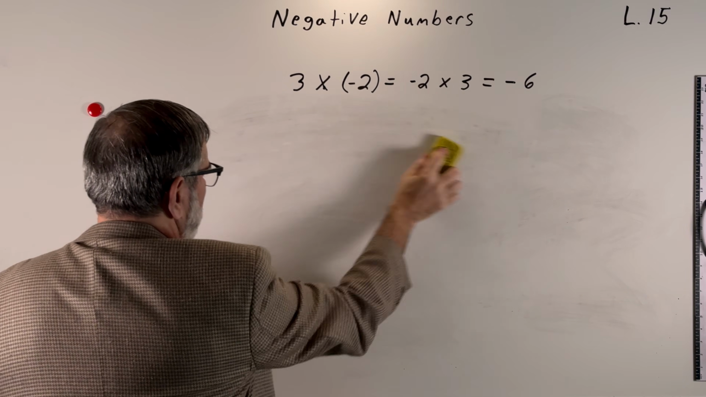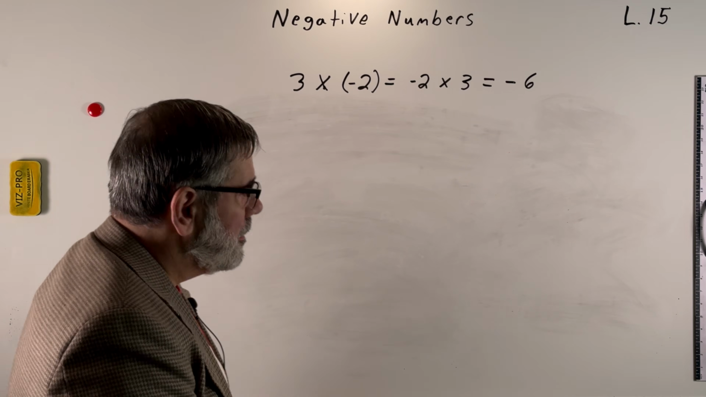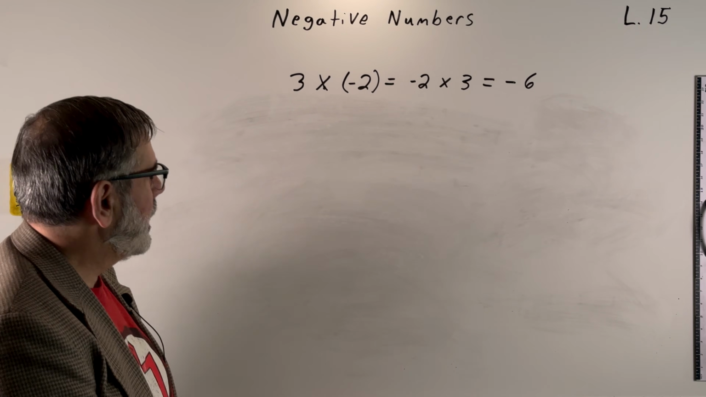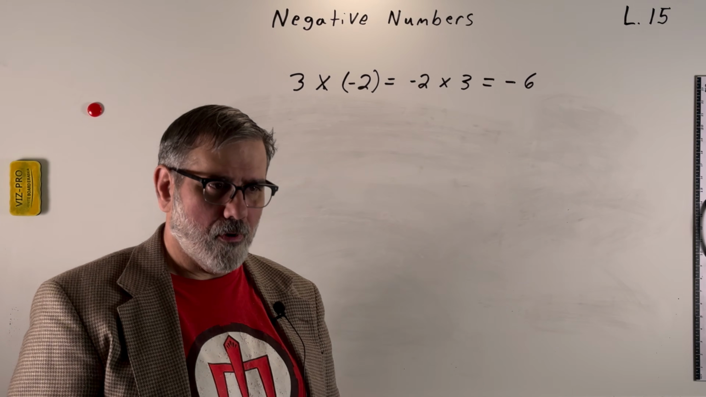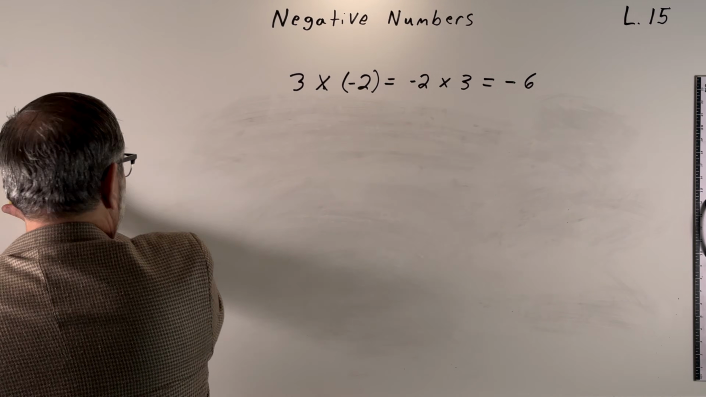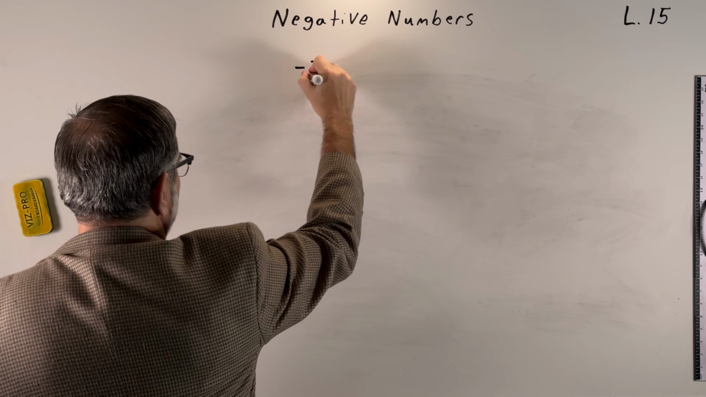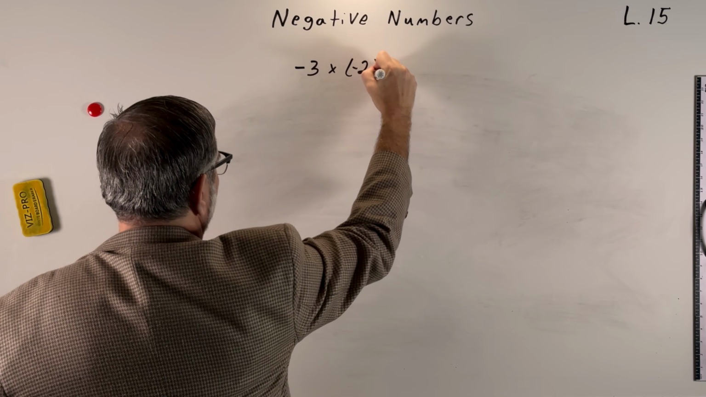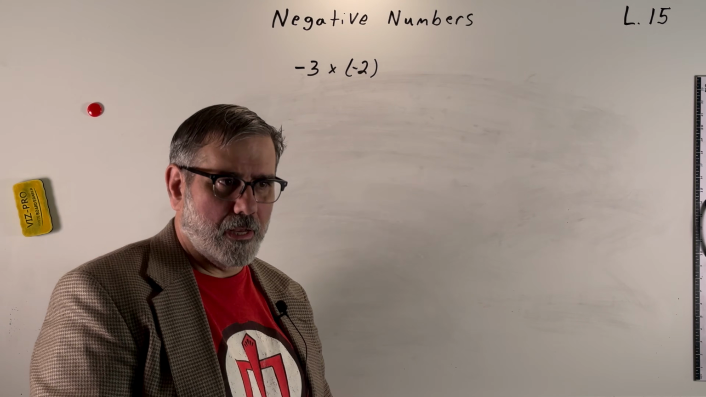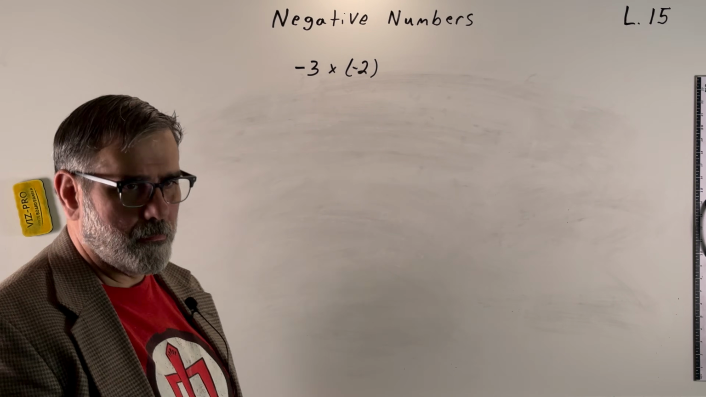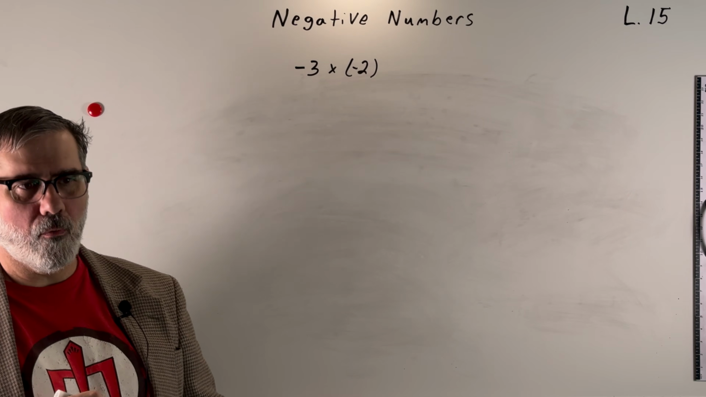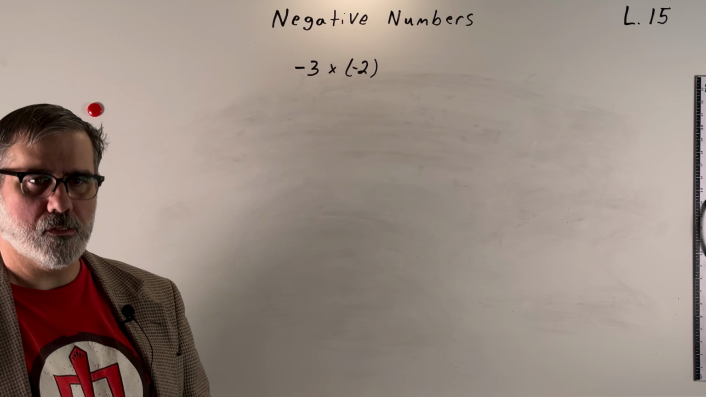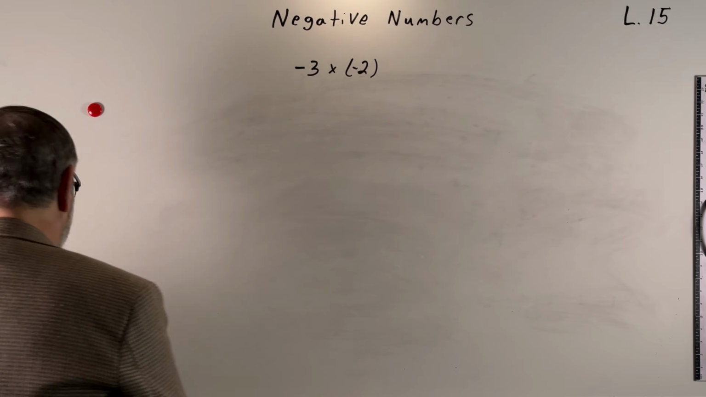Now, unfortunately, I cannot make any sense whatsoever of a negative number times a negative number, because no matter what I do, I still have to do something a negative number of times. So if I had negative 3 times negative 2, switching the order isn't going to make any difference, right? I still have to do something a negative number of times, and we don't know how to explain that in a way that is meaningful or makes some kind of sense. So we'll take a different approach.